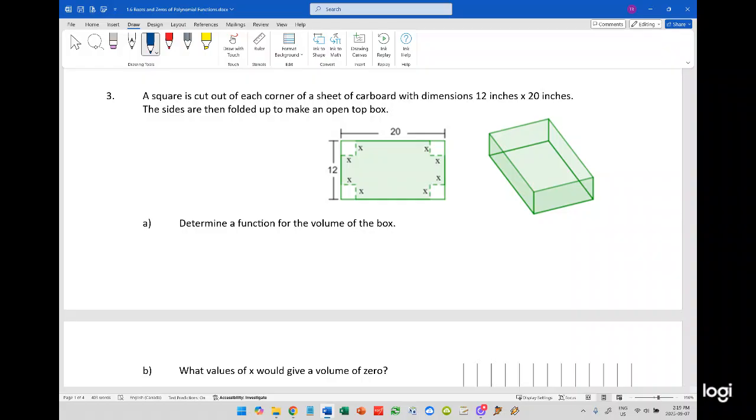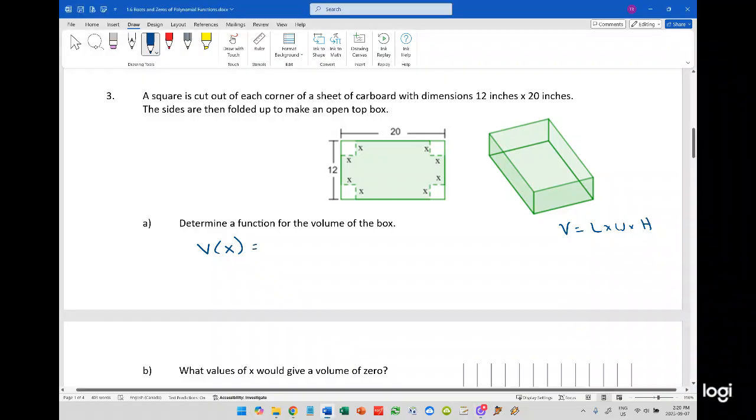So what we know is that the volume of a box is going to be length times width times height. Or depending on which variables you want to use, x times y times z or whatever. But either way, it's a this times this times this kind of thing, whatever you want to call those values. So for us, the volume of our box is going to be dependent on x, how much we cut out of each corner. So we'll call it V(x).